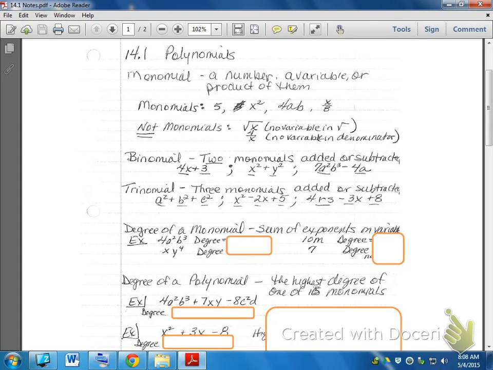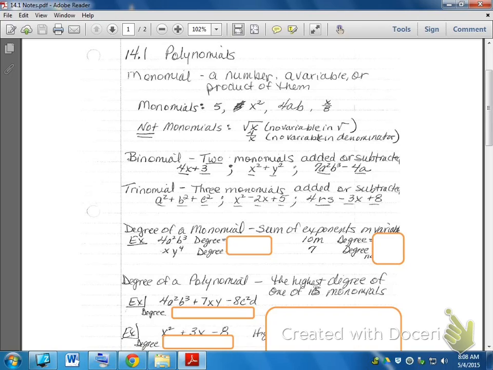We are starting chapter 14, and 14 talks about polynomials, which will lead you into Algebra 1 for next year. So lesson 14.1 is just titled Polynomials, and it's kind of an introduction to a bunch of different things. First of all, the naming of them. We have already looked at the term monomial this year. A monomial is a number, a variable, or a product of them.